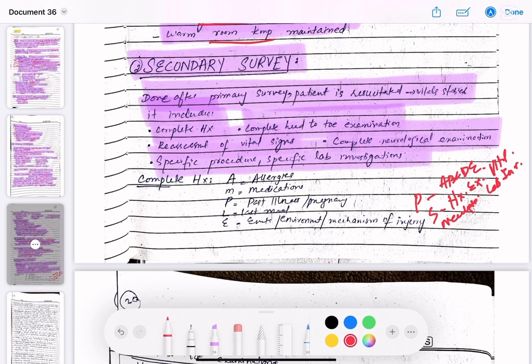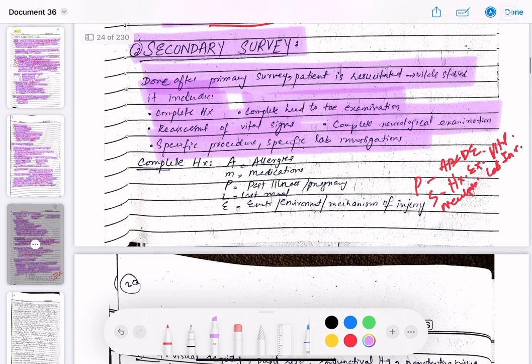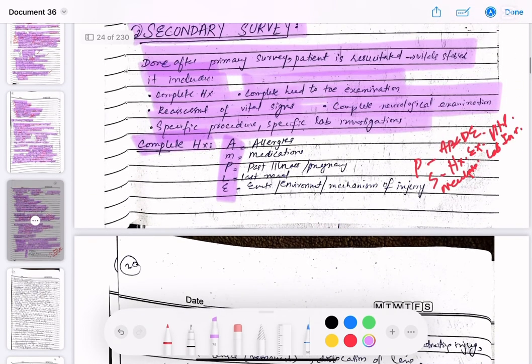So the history is taken using a mnemonic, AMPLE. A is allergies, M is medication, P is past illness, L is last meal, and E is events, environment, or mechanism of injury.